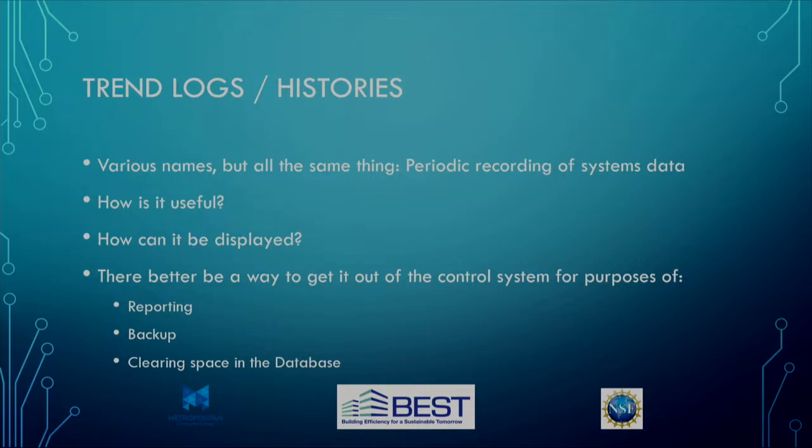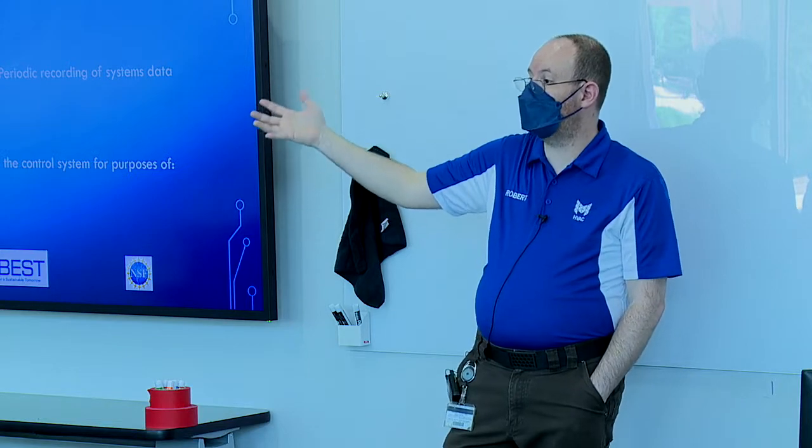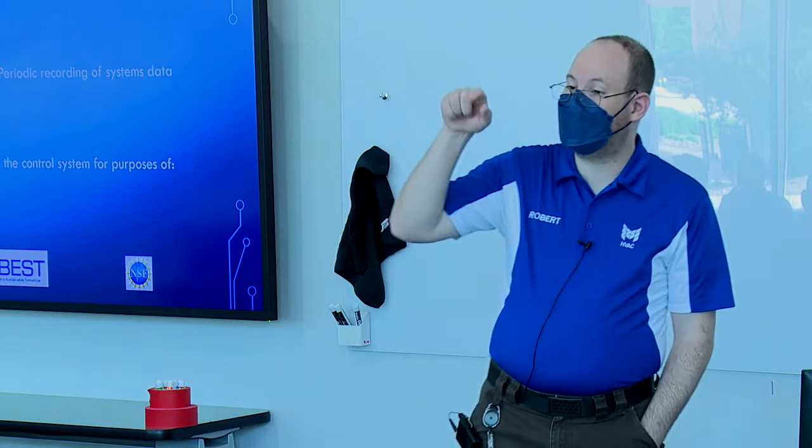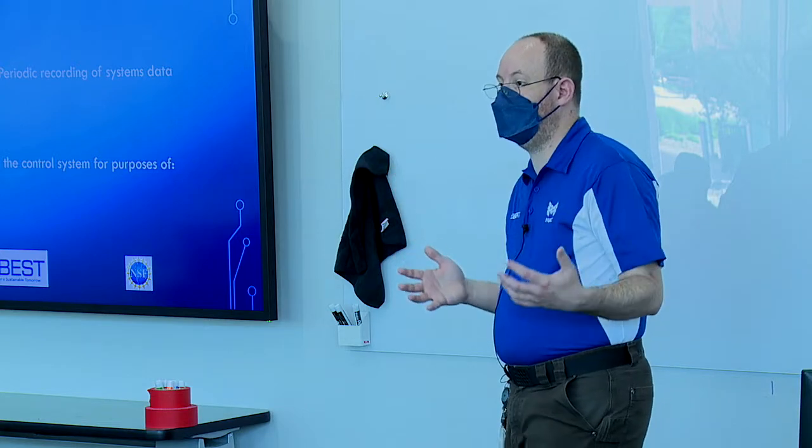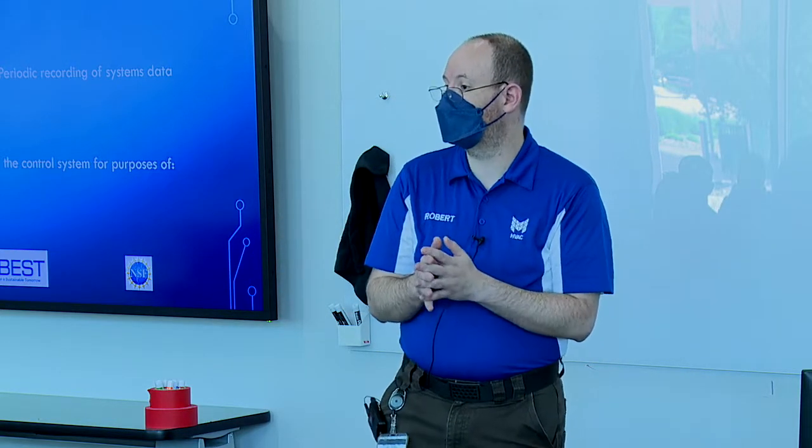Trend logs are really, how are they useful? What do we use logged data for? Look back in time. If you get an alarm that's generated overnight, nobody's in the building, somebody comes in first thing in the morning, how helpful is it to be able to look at what's happening right around that alarm in time? What happened leading up to it? Give you an idea of what happens to help you fix it, right?